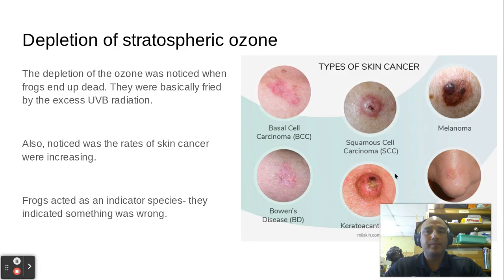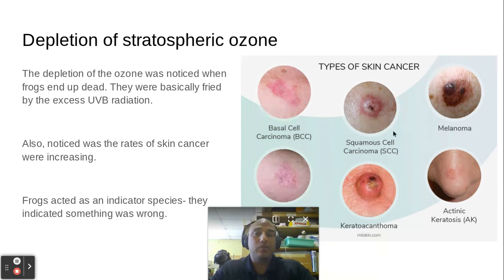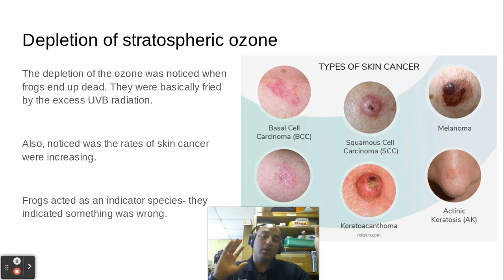Now, because of the ozone depletion, we have rises in skin cancer. So how do we even know that this was happening? The hole is typically over the Antarctic, Australia region. We were seeing dead frogs appear all over the place, and we also noticed that skin cancer rates were increasing. So we can think of frogs as an indicator species because they indicate that something is wrong.